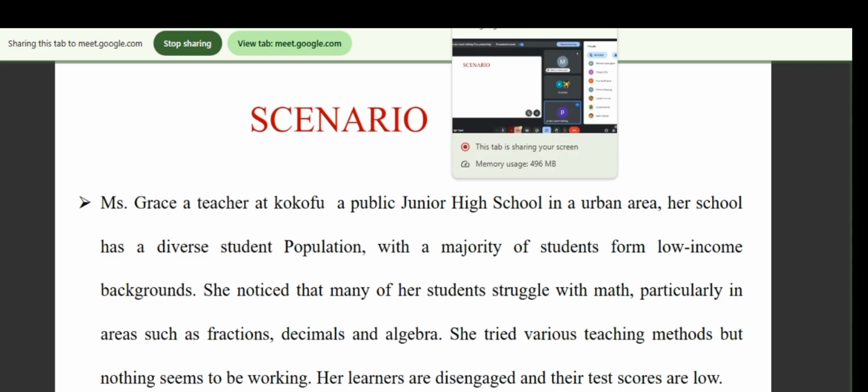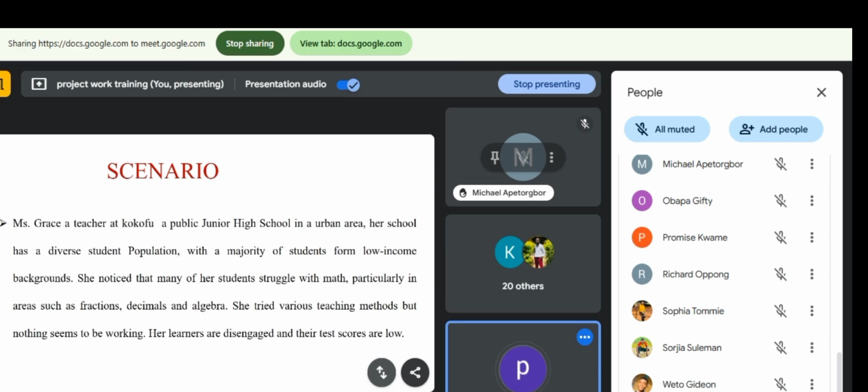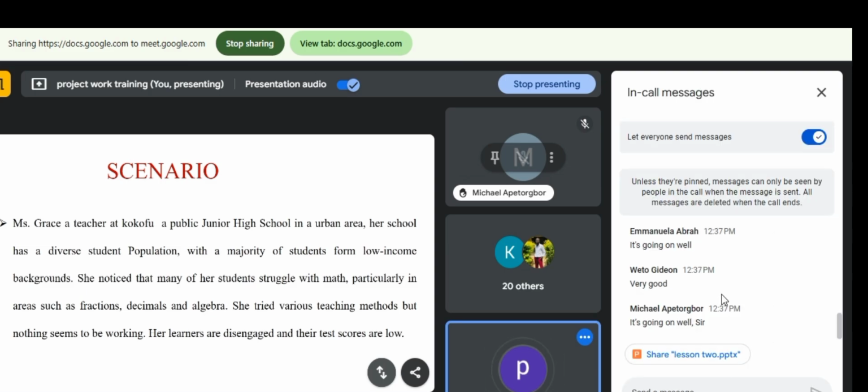So this is a basic scenario that I want all of you to try very hard to come up with an action research topic. All right, so I'll give you 3 minutes. Kindly read it again. Let me see in the comment section your action research topic. Okay, so the time starts now. It is 8:49. By 8:52, kindly submit your action research topic.